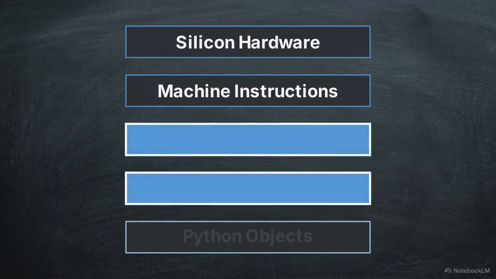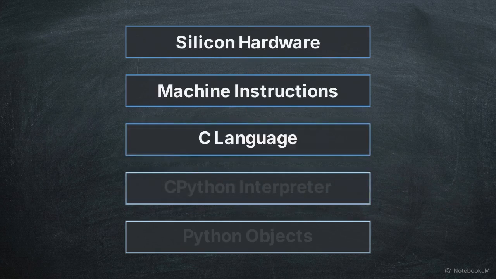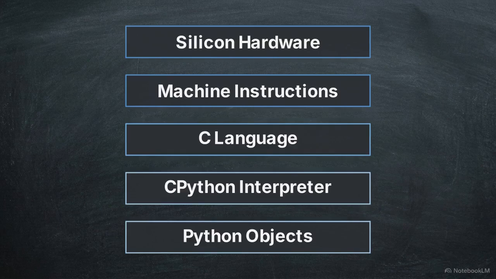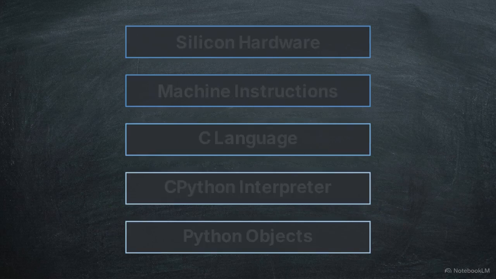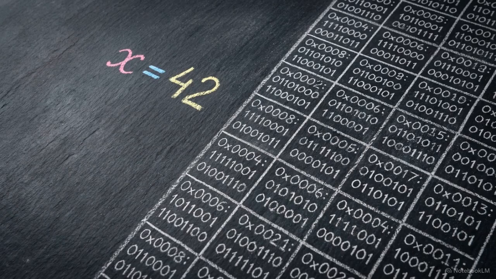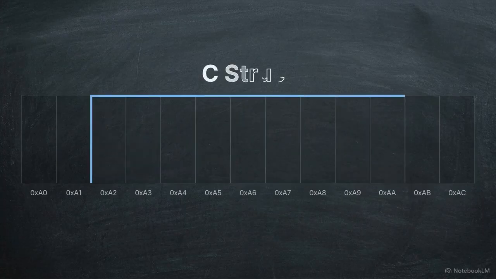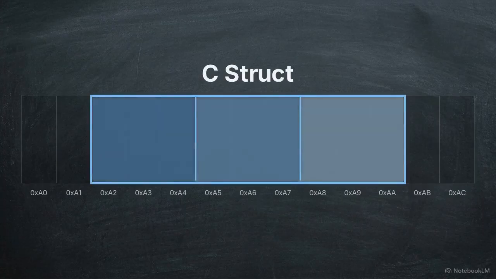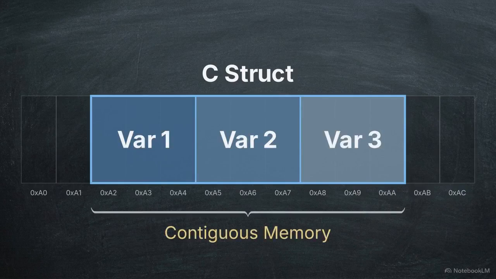A massive program written in C executes every line of your Python code. This program is the CPython interpreter, the reference implementation of the language. Because the interpreter is a C program, every Python variable is governed by C's strict rules of memory management and structs. A struct is a composite data type in C that groups together different variables in contiguous memory.